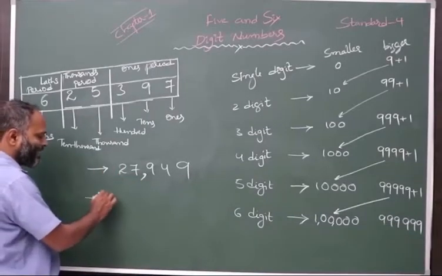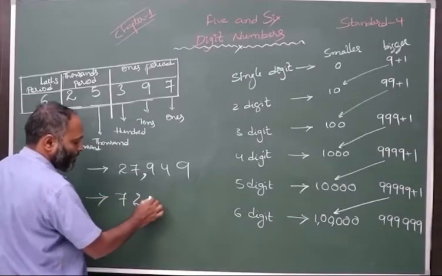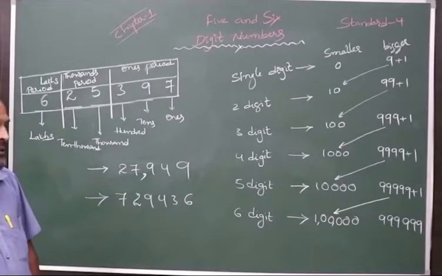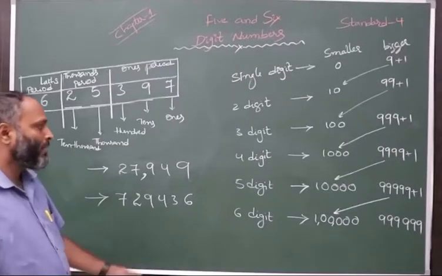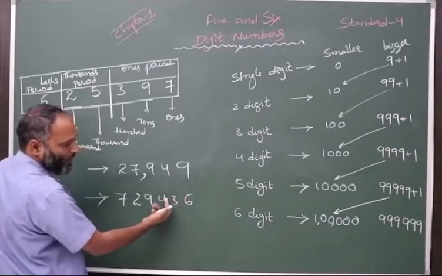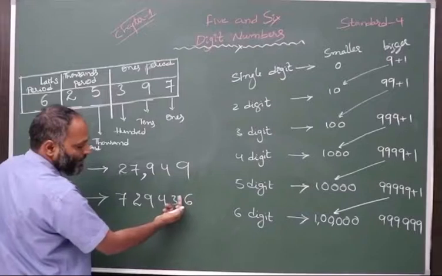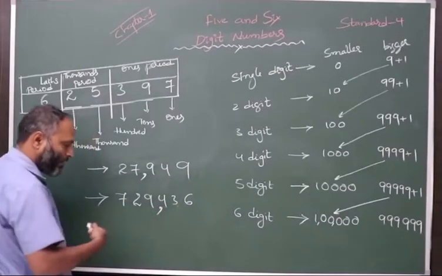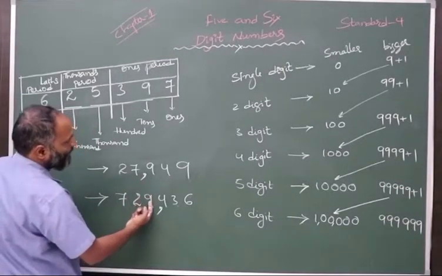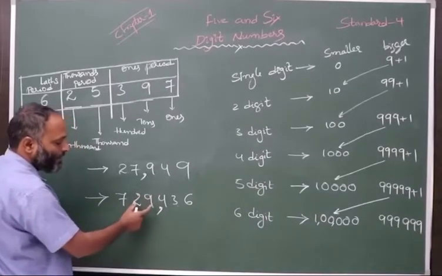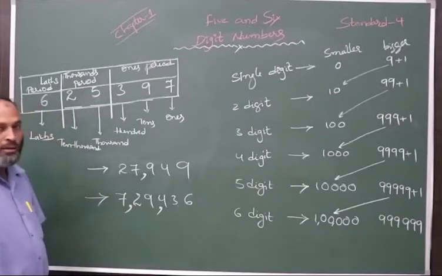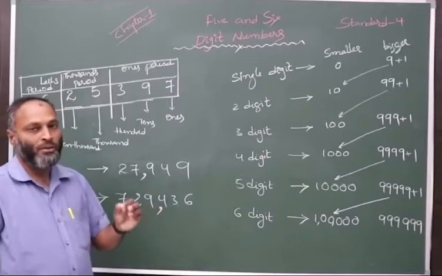Suppose a 6-digit number is given like 729436. Then how to keep commas? Here, these 3 are our ones period. After first, second, third digit, keep a comma. Then after 2 digits, this is the thousands period. After the thousands period, again we keep a comma. This is the way to represent, this is the way to keep commas.